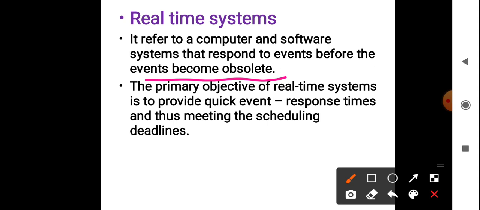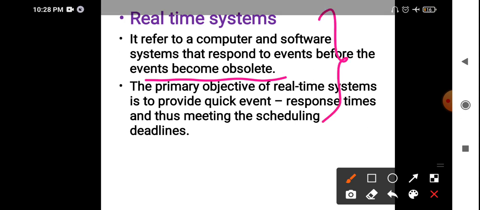So the primary objective of real time systems is to provide quick event response time, thus meeting the scheduling deadlines. The main thing is it should respond quickly to the user so that we can conduct the meetings. All this scheduling of meetings and deadline meetings will be done by using real time systems.